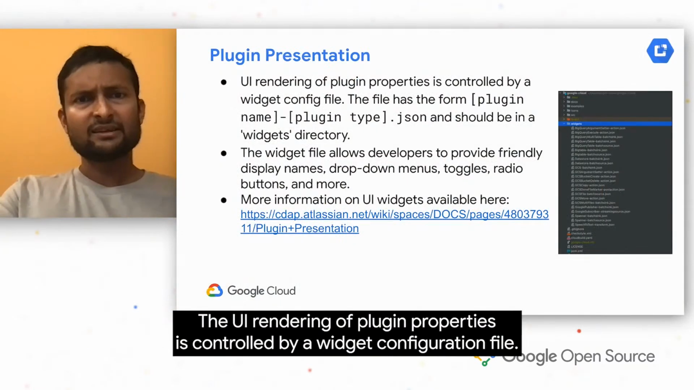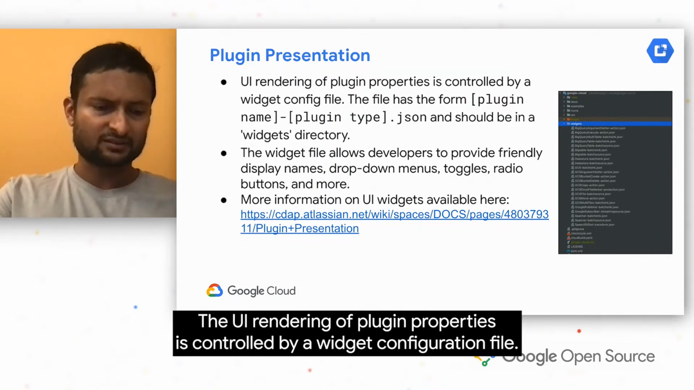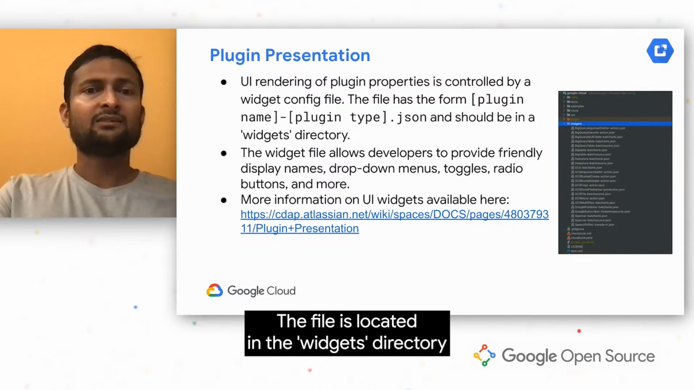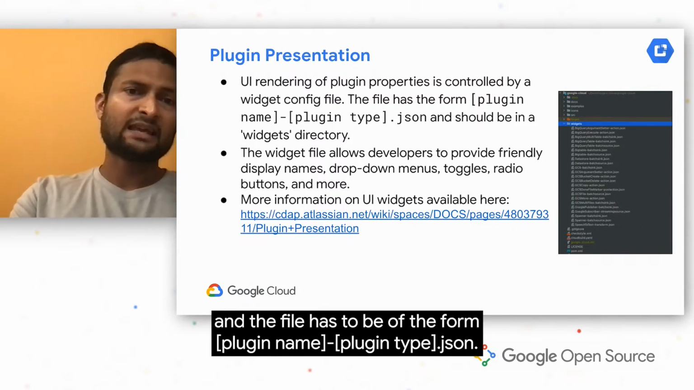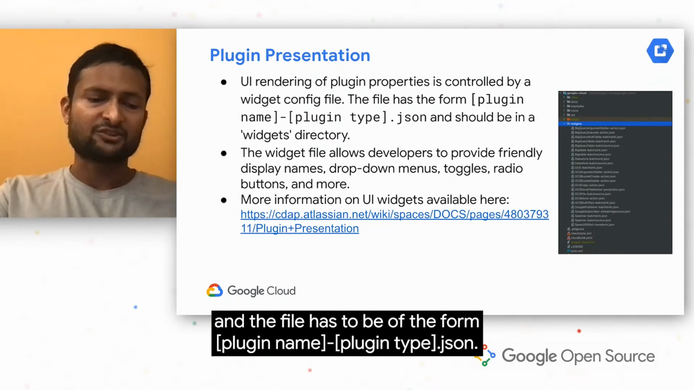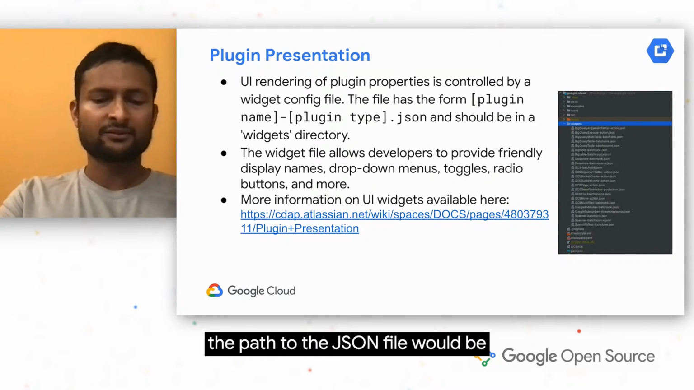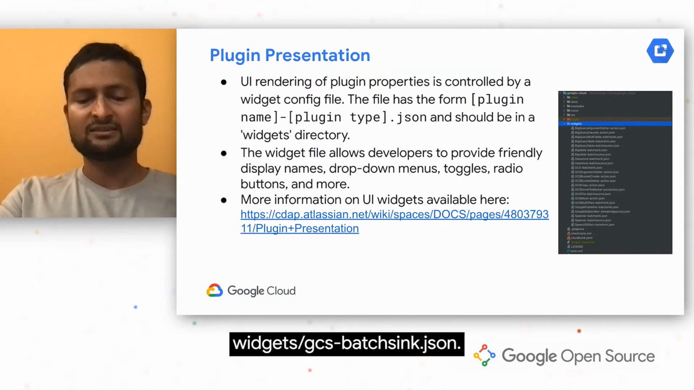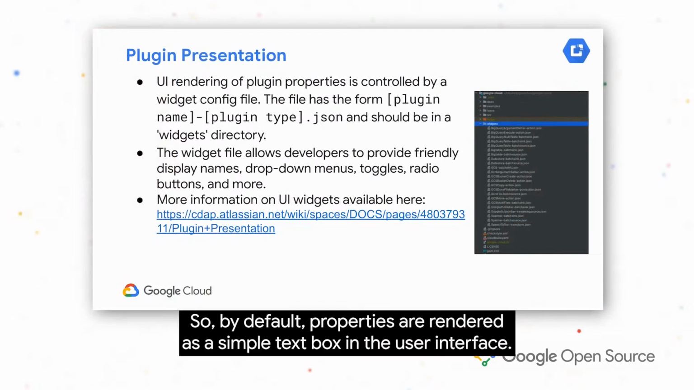So the UI rendering of plugin properties is controlled by a widget configuration file. The file is located in the widgets directory, and the file has to be of the form plugin name-plugin type.json. So for example, for the GCS sync plugin, the path to the JSON file would be widgets/gcs-patch sync.json.